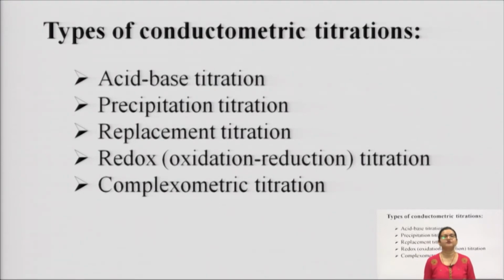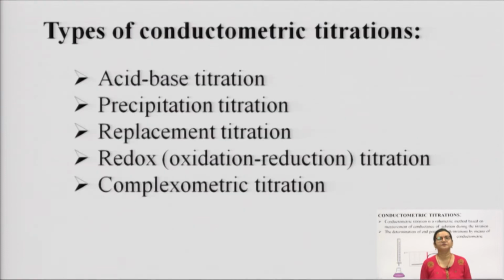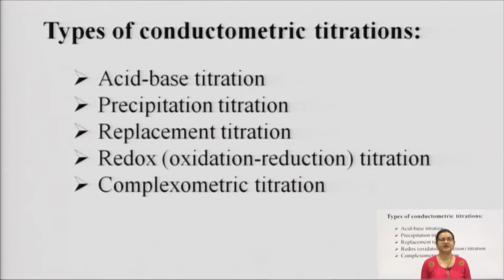This was all about conductometric titration. Then, types of conductometric titration. Types of conductometric titration may include all the volumetric titrations which are a part of pharmaceutical analysis, which can be easily estimated and determined very well with the help of conductometry.